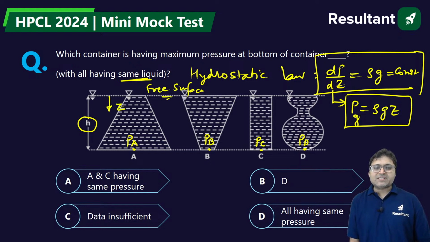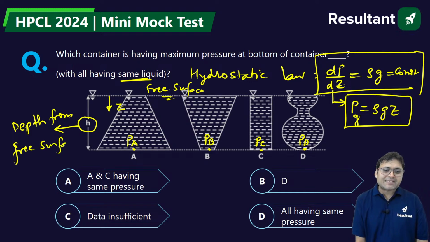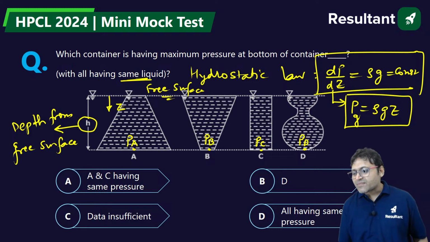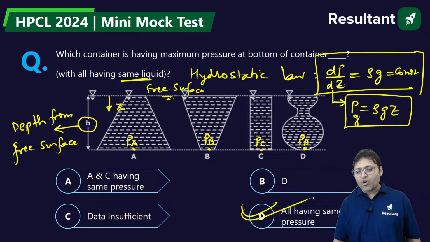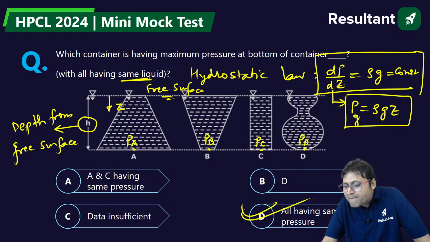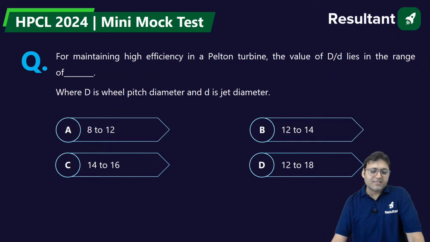So the hydrostatic law has nothing to do with the shape and size of the container. It only considers the depth from the free surface. As long as the depths are same, the pressure at the bottom will also be same. All will have the same pressure. Depends on depth. D is the correct answer. Well done, guys.